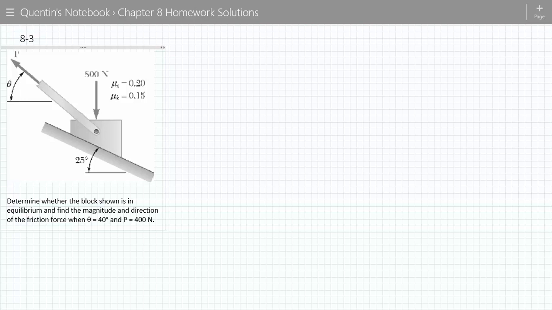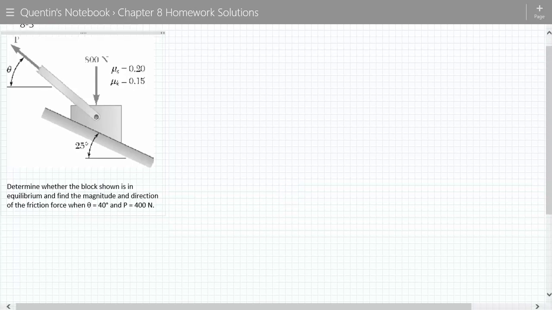Okay, this is problem 8.3. It's a nice, good example of a friction problem. We're supposed to determine whether the block shown is in equilibrium and then find the magnitude and direction of the friction force when theta is 40 degrees and P is equal to 400 newtons. Okay, so what do you have?